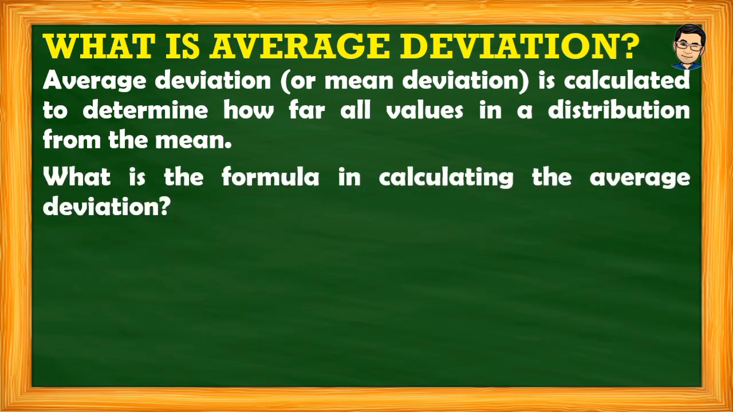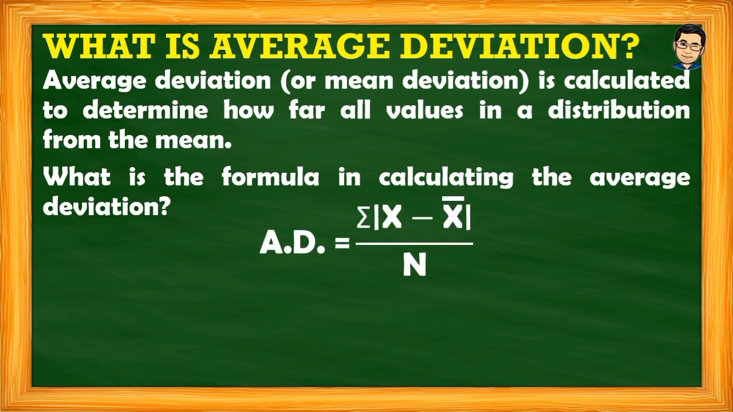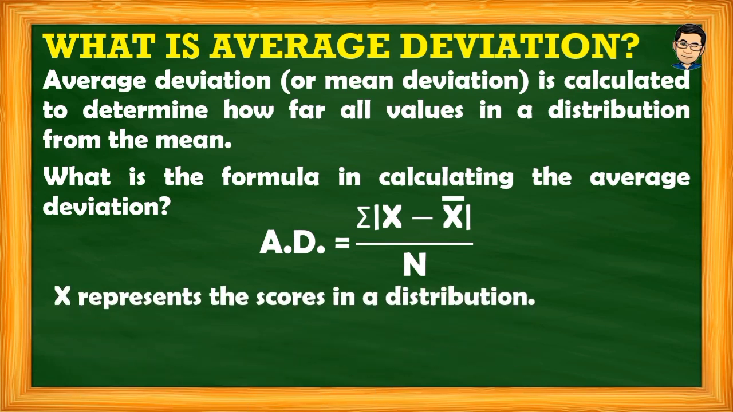So, what is the formula in calculating the average deviation? So, ito yung formula niya. AD stands for average deviation. Sa ibang book, MD kasi mean deviation. Okay. So, yung formula natin dito is summation of the absolute value difference of the individual score and the mean all over n. So, yung x lang po dyan, yung walang bar sa taas, is yung tinatawag nating scores, yung individual score. And then, yung x bar naman is yung mean.